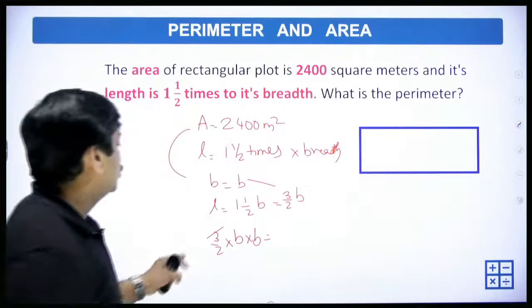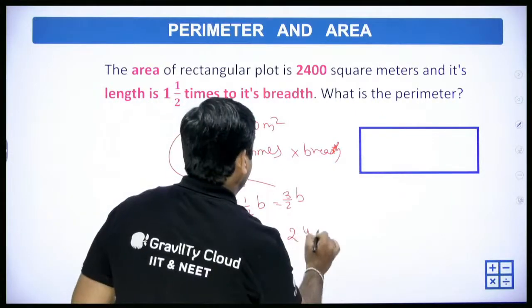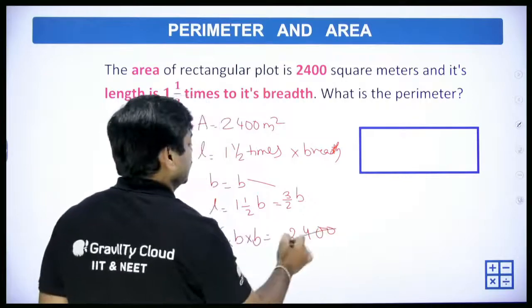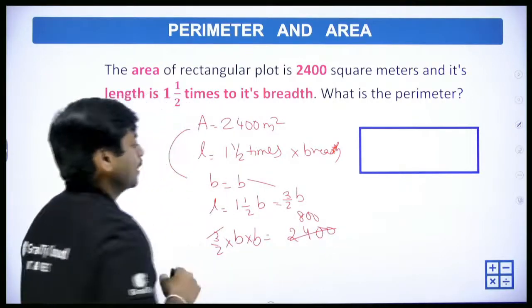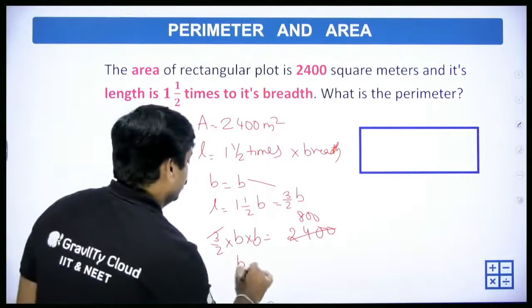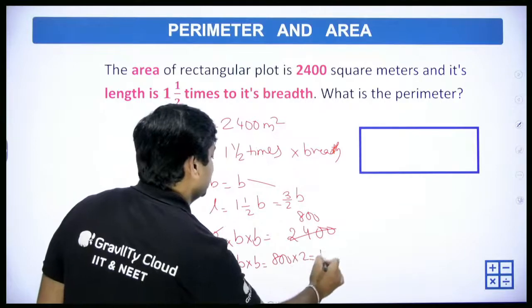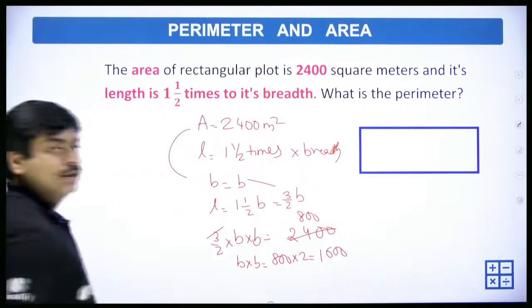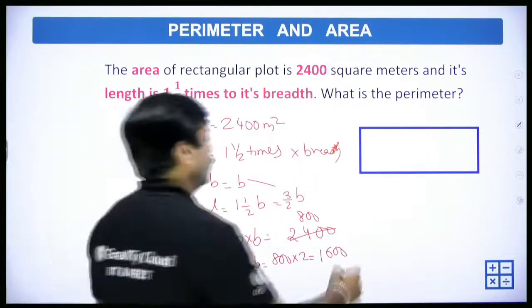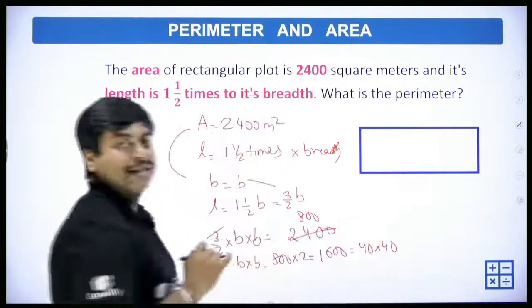Right, so 3 by 2 into B, that becomes area, that becomes 2400. So 3 and 3 8s, so 800. 3 and 800, right? So what about here? B into B is equal to 800 into 2, which is 1600. Breadth into breadth is 1600, so we'll get it as 40 into 40.